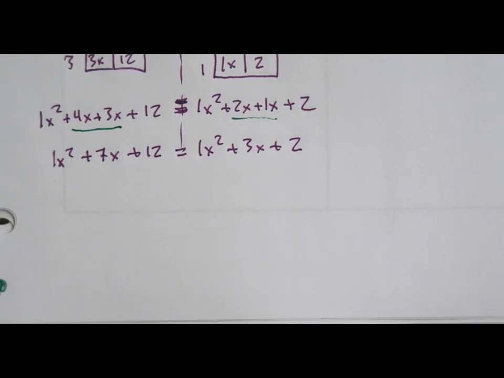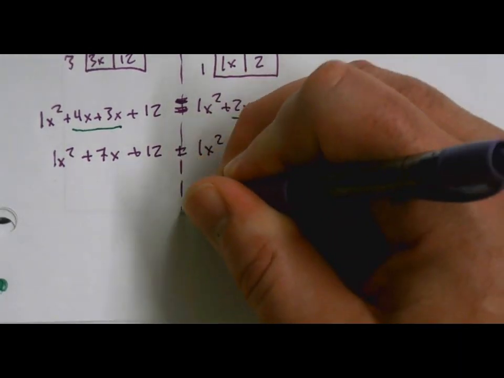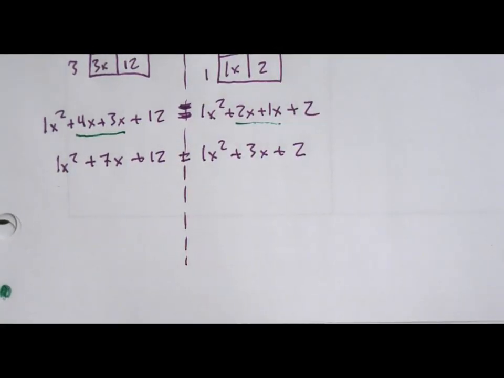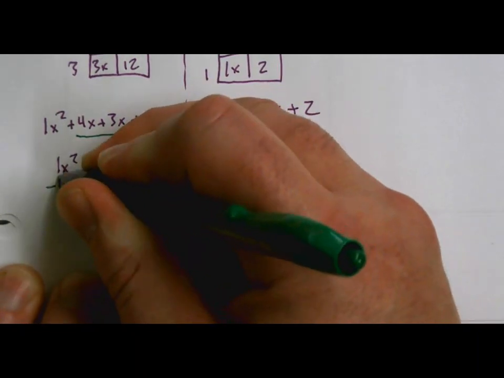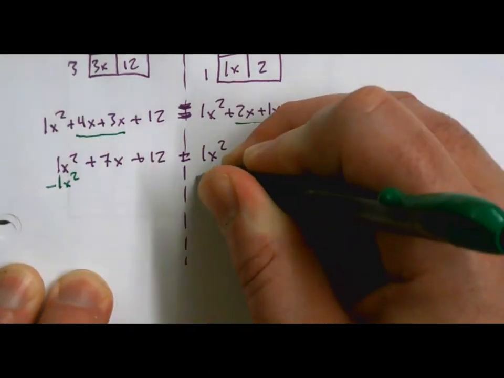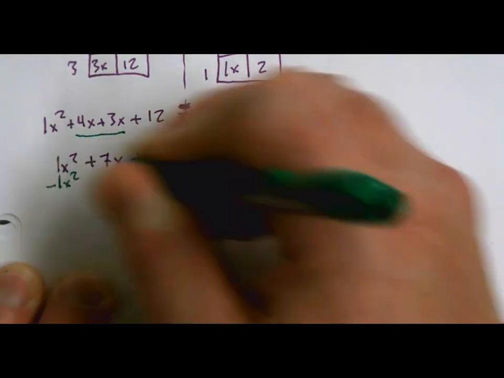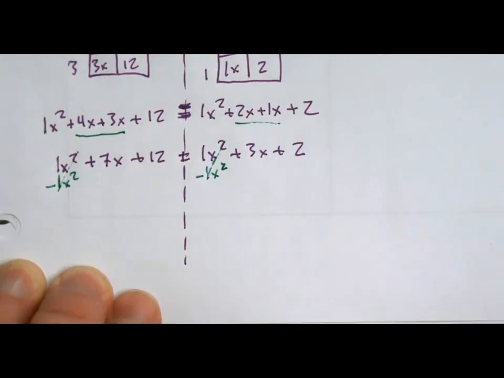Alrighty. I don't think we have any more like terms. Let's move on to step 3. Step 3 is to look for variables on both sides. Let's deal with those x squareds first. What can we do to make these x squareds go away on both sides? Let's do minus 1x squared on both sides. Those are going to cancel out.